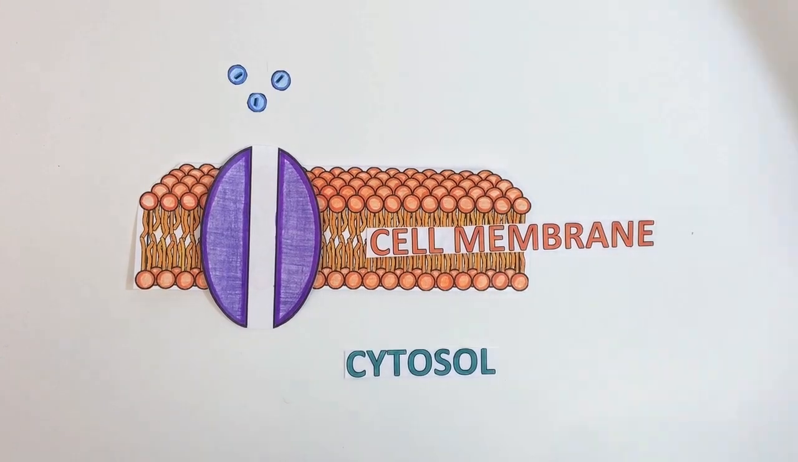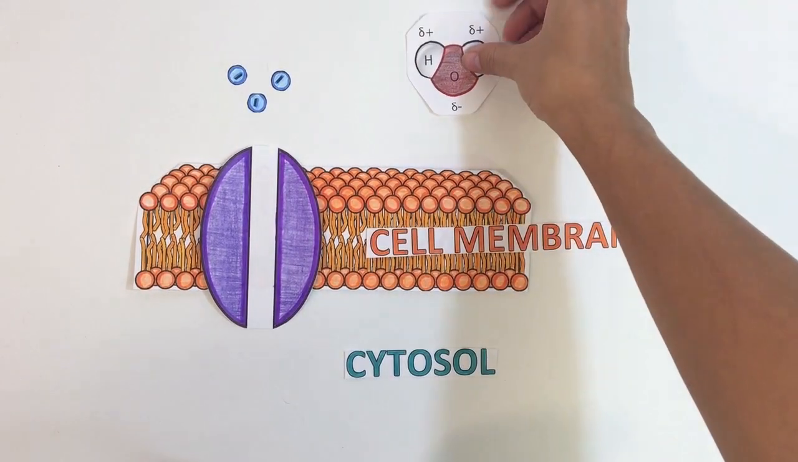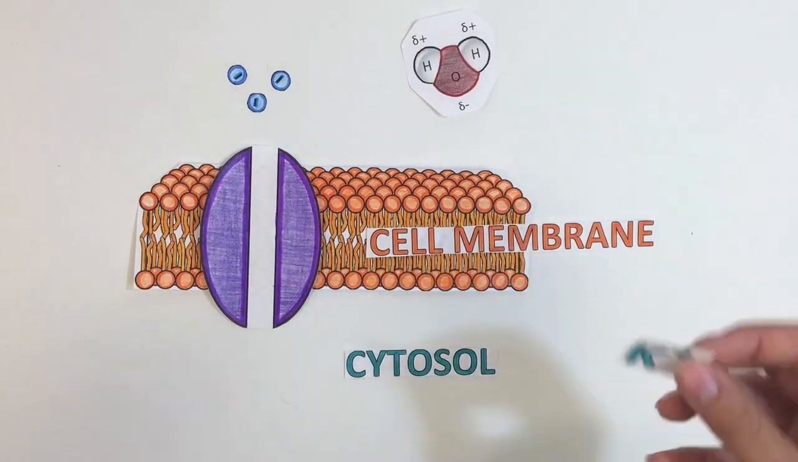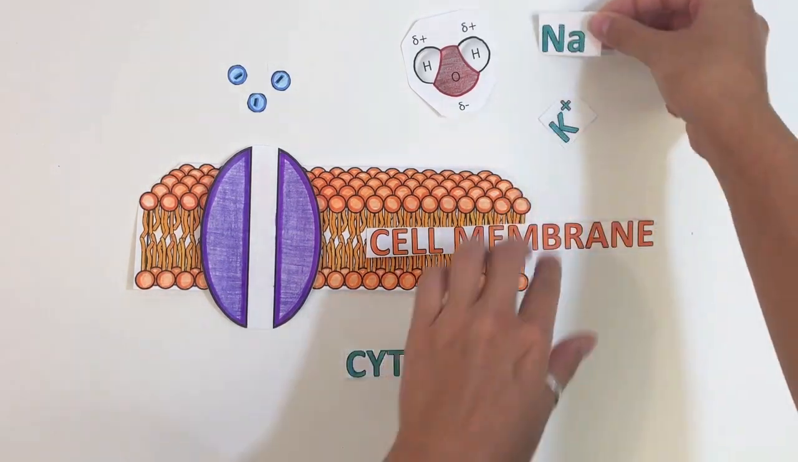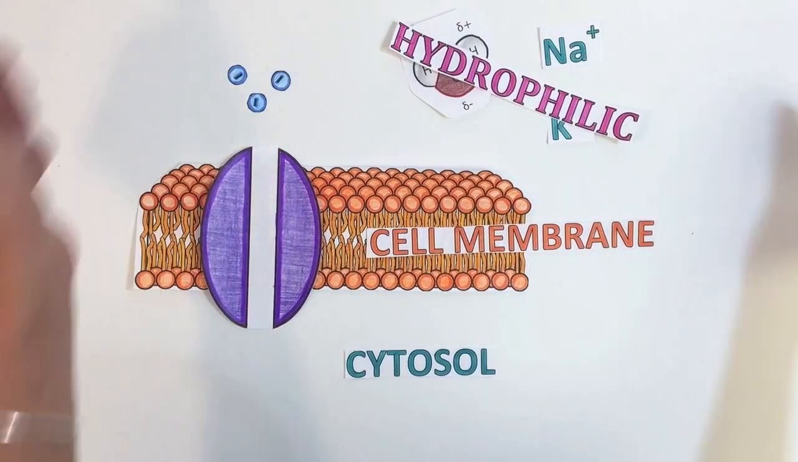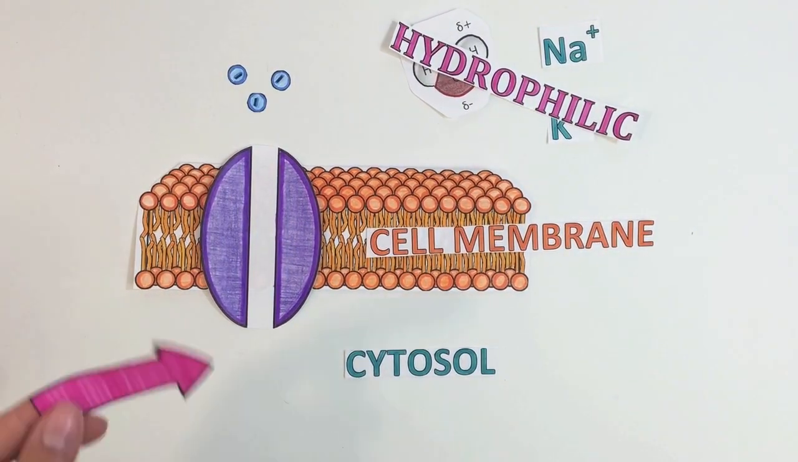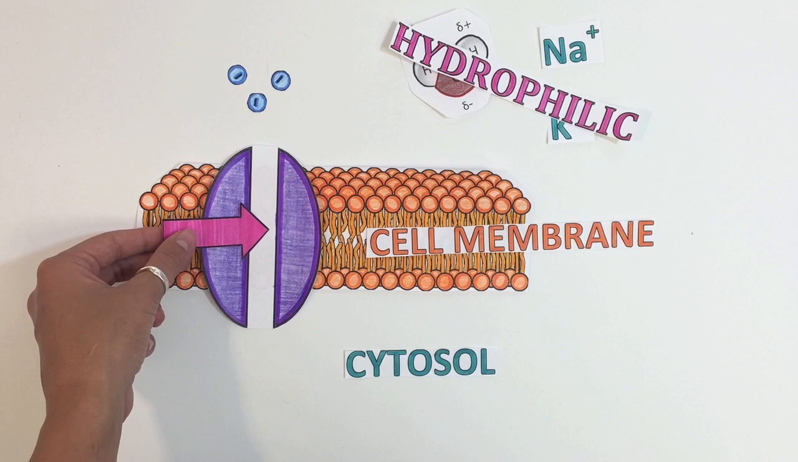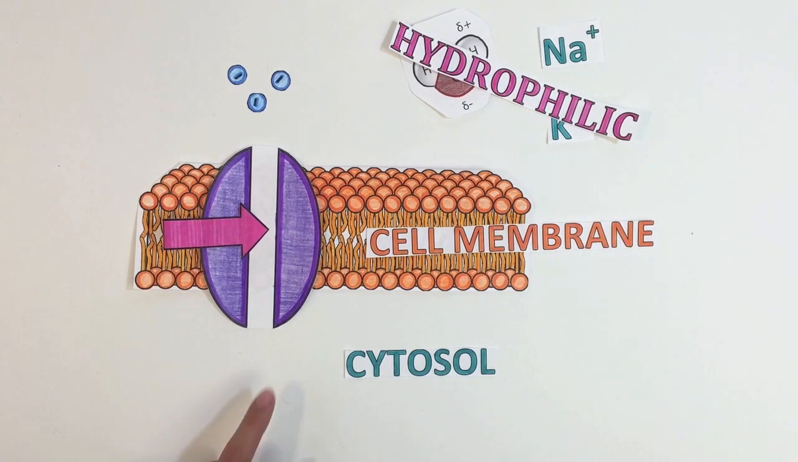We said in class that having either a partial electric charge, like a water molecule, or having a full electric charge, like sodium and potassium, makes a substance hydrophilic. We also said that transport proteins for hydrophilic substances must have an inner channel, or an inner corridor, that is lined with hydrophilic amino acids.